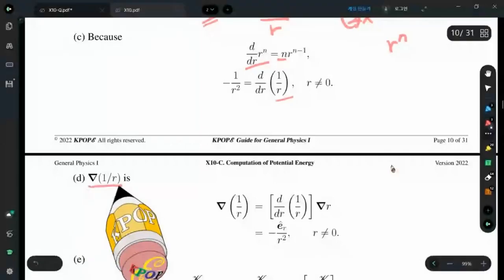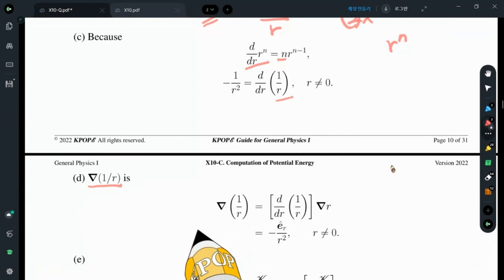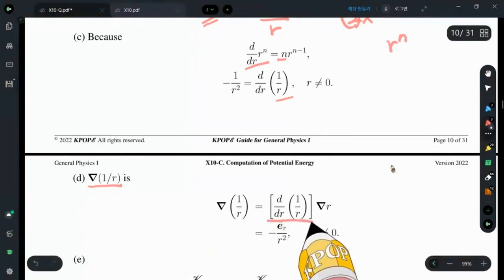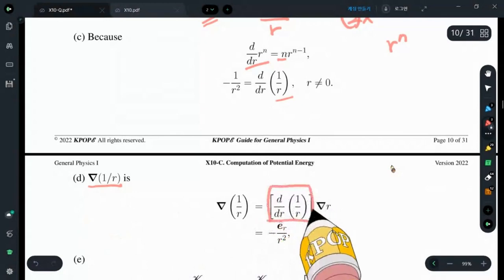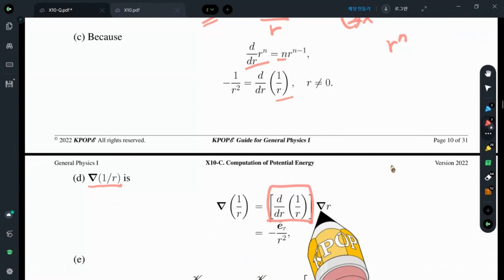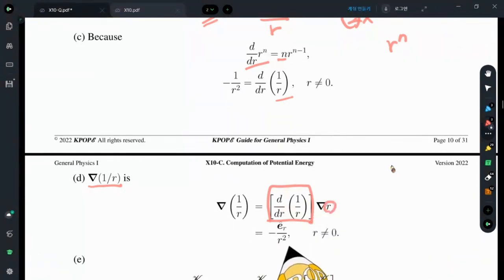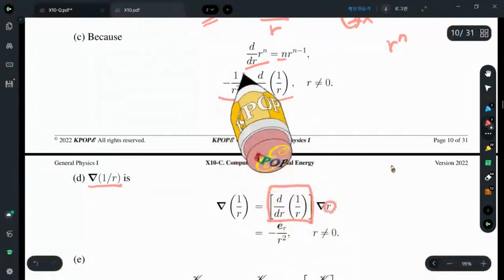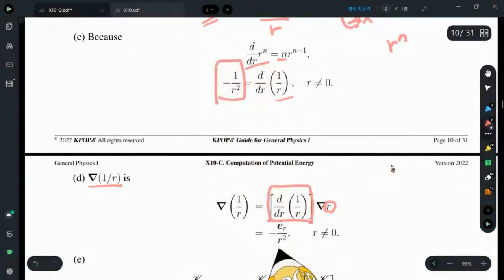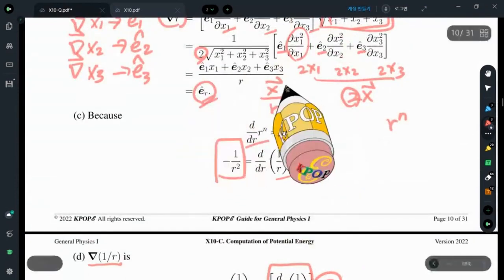Now, let us compute the gradient of 1 over r. The gradient of 1 over r can be computed by making use of the chain rule. First, we take the derivative of 1 over r with respect to r, and then take the gradient of r, that is the chain rule. And we know everything already because the first order derivative of 1 over r is in here, minus 1 over r squared. And then what is the gradient of r? That is the unit radial vector.